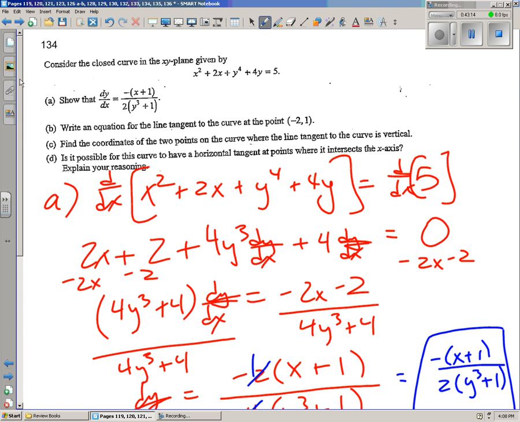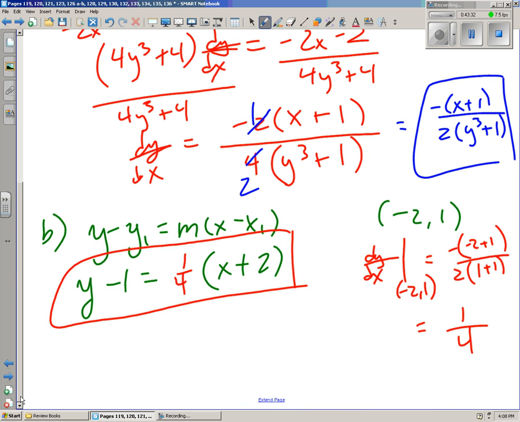There's part B. Part C, find the coordinates of 2 points on the curve where the tangent line is vertical. A vertical line has an undefined slope. And that's when, say, your slope fraction is 4 over 0. The denominator is equal to 0. So that's what we want to do with our slope. Our denominator wants to be 0.